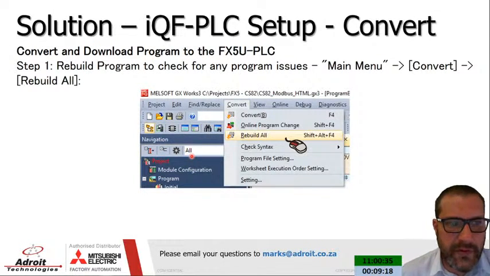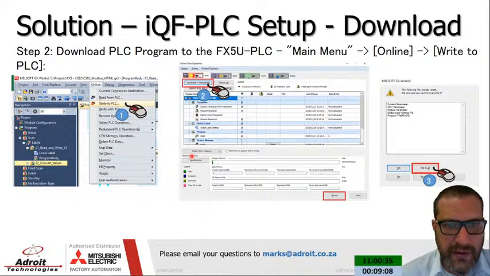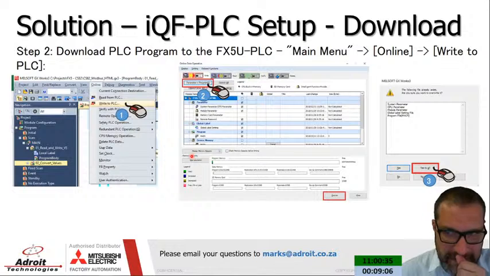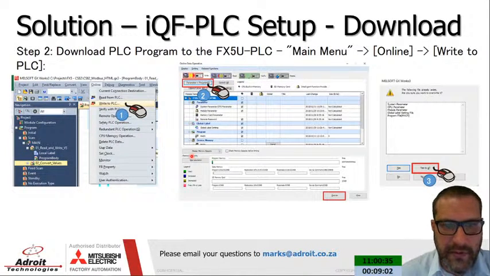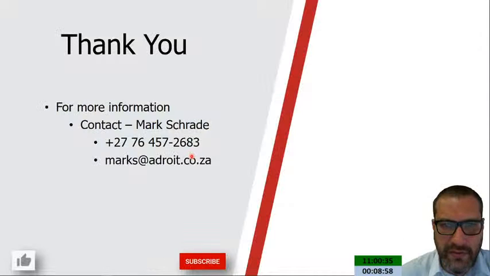So you rebuild your program. Once you've rebuilt the program, it basically checks for any issues, programming issues, syntax faults, and if everything's okay, you can then download your program to the PLC. Okay. So you say write to PLC, program parameters, and you say yes to all as you write it.